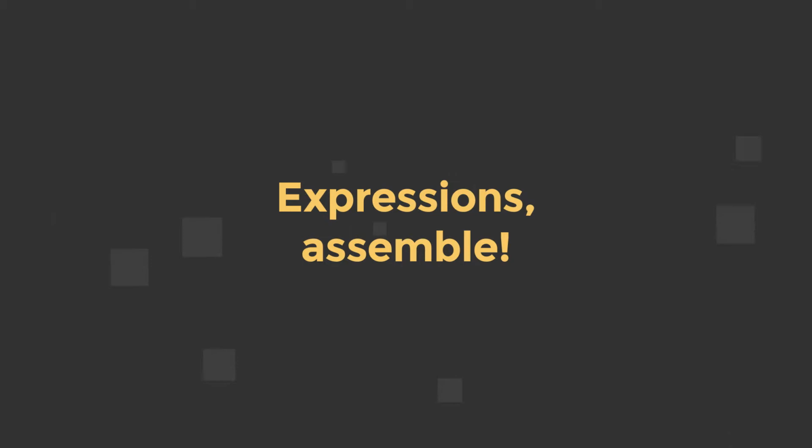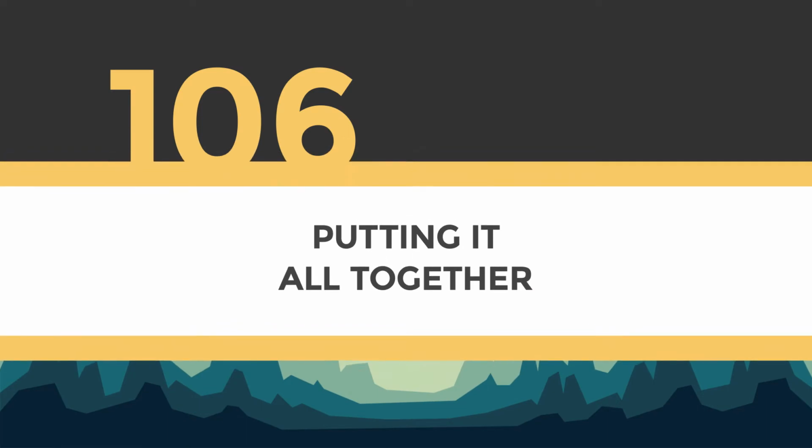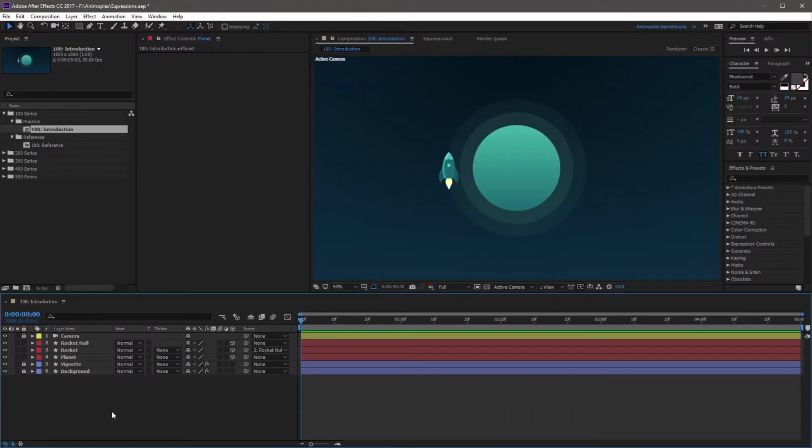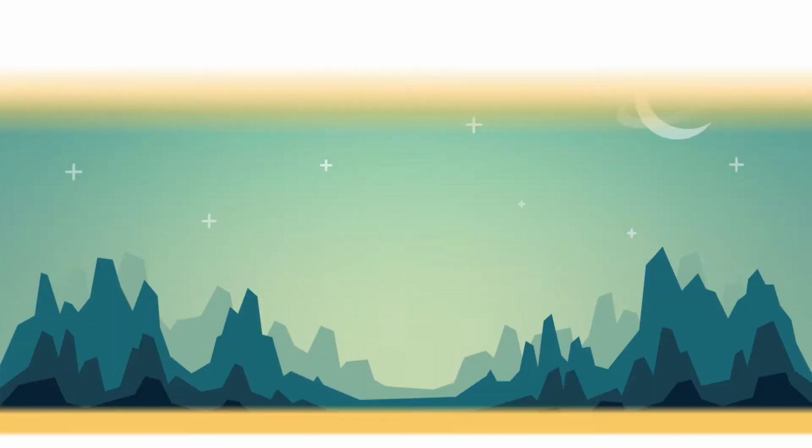To wrap up the 100 series, we're going to put everything together and work with a new expression. To begin, I'm going to find the property that I'm going to work with and add an expression. So in this case, I'm going to highlight the planet layer and hit S on my keyboard to open up scale, and I'm going to add a new expression.